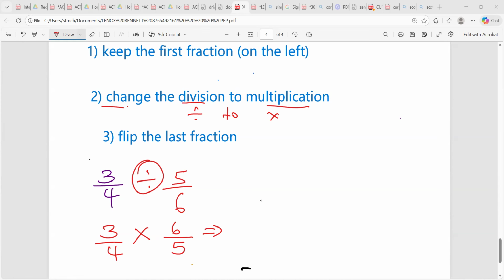Sir, did you say multiplication? I did. See here? Division to multiplication. So what's the next step? Flip the last fraction. We already did that. That means that person was not following. Let me just check another person that was actually following.